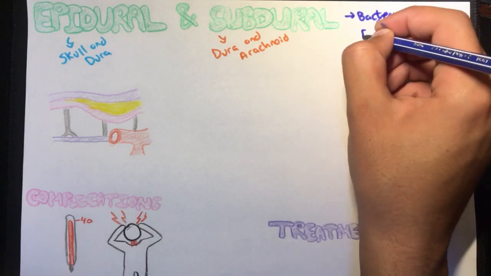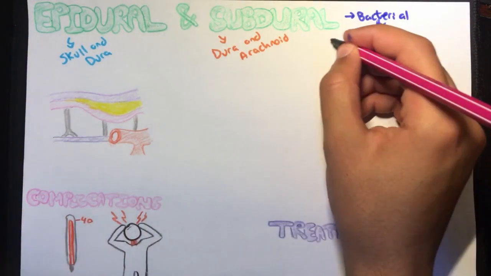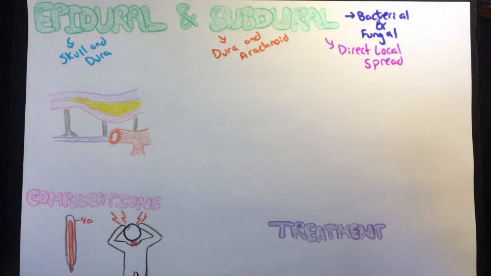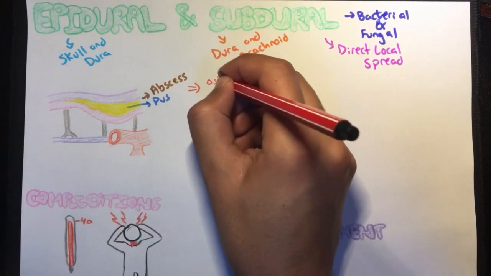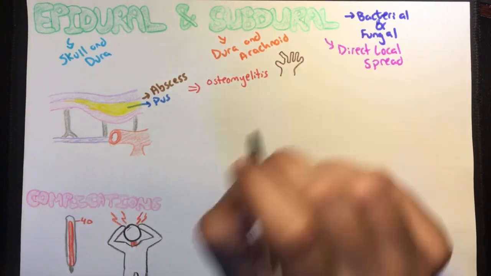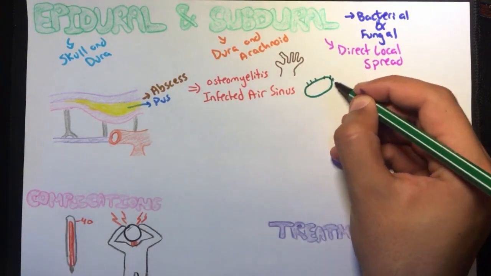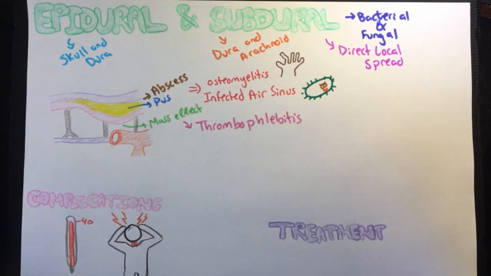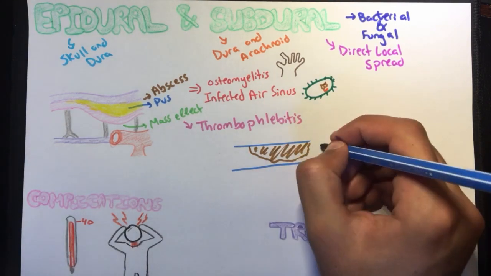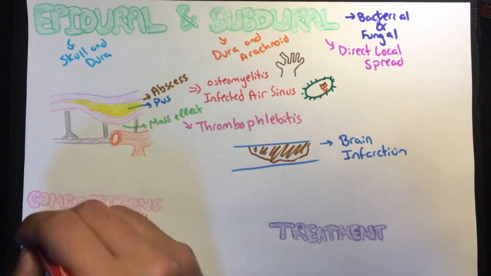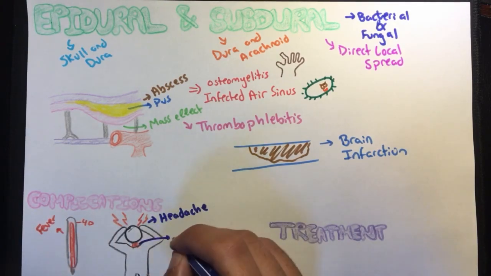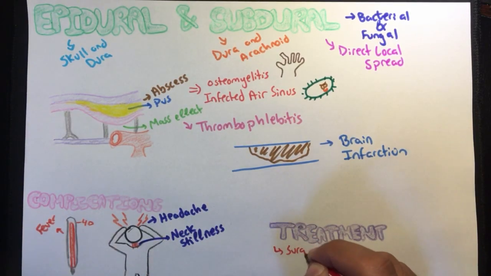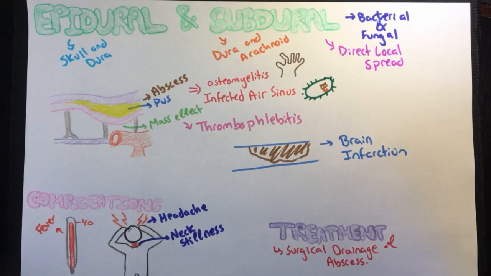So most of these infections are bacterial and fungal that enter by direct local spread. Epidural and subdural abscess, which is a collection of pus, most commonly occurs due to osteomyelitis and infected air sinuses. They do not affect the arachnoid, but a large empyema can produce a mass effect and thrombophlebitis, which is a venous occlusion that can cause brain infarction. This patient presents with fever, headache, and neck stiffness. Treatment is fairly easy, and complete recovery is achieved by surgical drainage of the abscess.